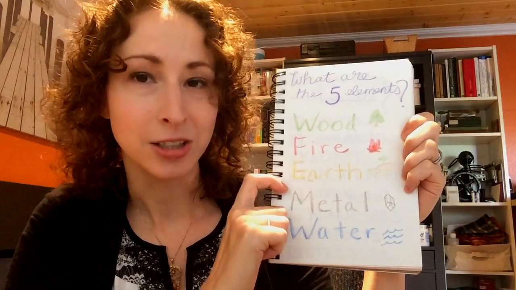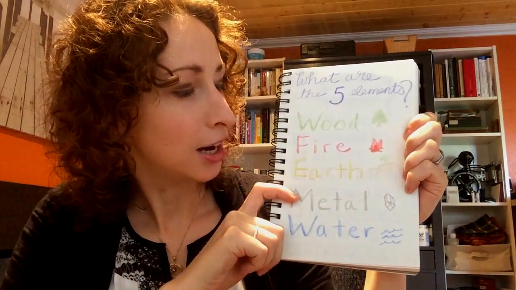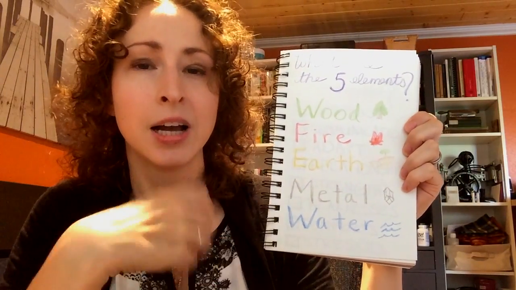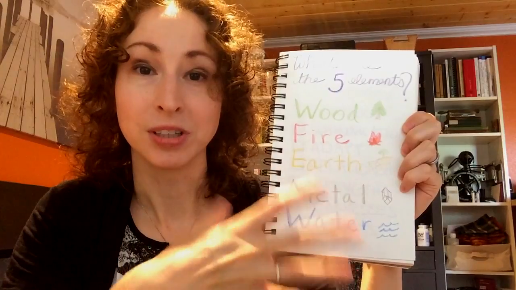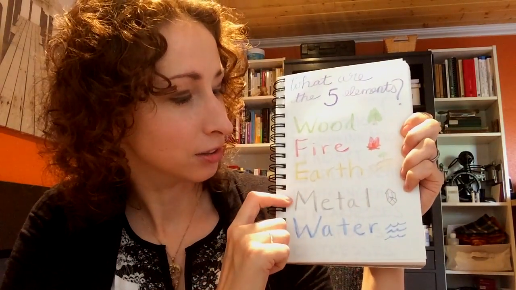Earth is yellow, and we can see I've got some rolling hillsides over here. The yellow is actually a brownish yellow in Chinese medicine. It's kind of the soil that's nutrient dense. And so yellow is the color of earth.